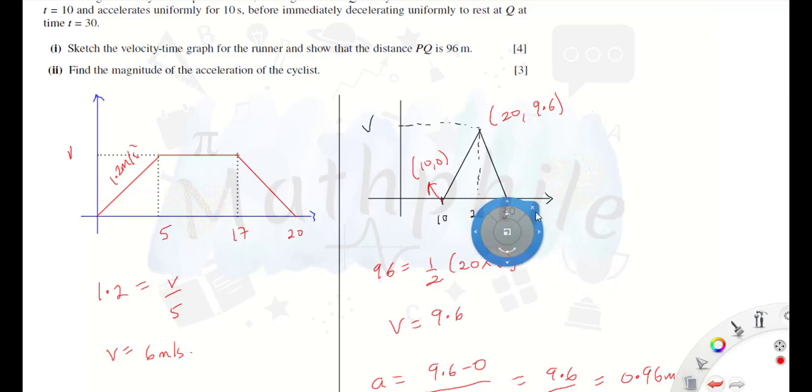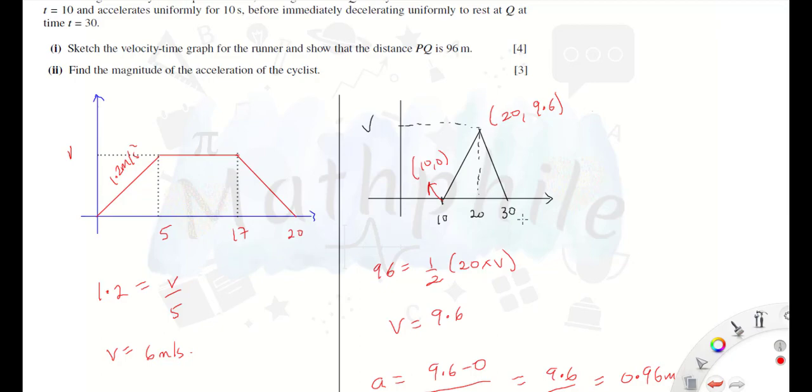And interestingly, people will start using suvat for this. This is going to complicate things. When you get a question and suvat is not working, please try to sketch it. At times, suvat won't come to the rescue. I think so far, we've not solved any question under suvat.